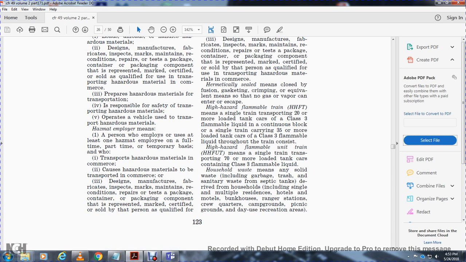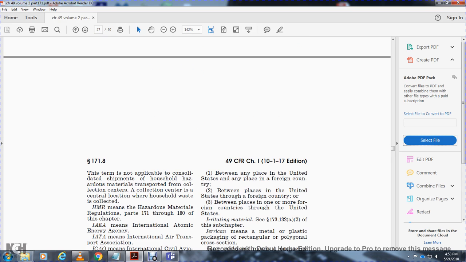Household waste means any solid waste, including garbage, trash, and sanitary waste from septic tanks, derived from households, including single and multiple residences, hotels, motels, bunkhouses, ranger stations, crew quarters, campgrounds, picnic grounds, and day-use recreation areas. The term does not apply to a consolidated shipment of household hazardous material transported to a collection center, or the central location where the household waste is collected.